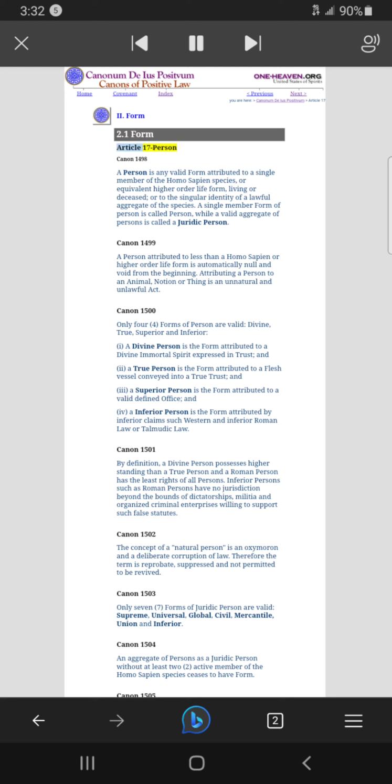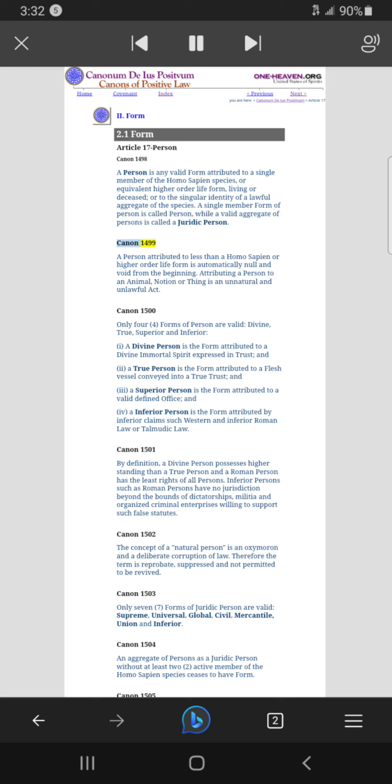Article 17 Person. Canon 1498. A person is any valid form attributed to a single member of the Homo sapiens species, or equivalent higher order life form, living or deceased, or to the singular identity of a lawful aggregate of the species. A single member form of person is called a person, while a valid aggregate of persons is called a juridic person.